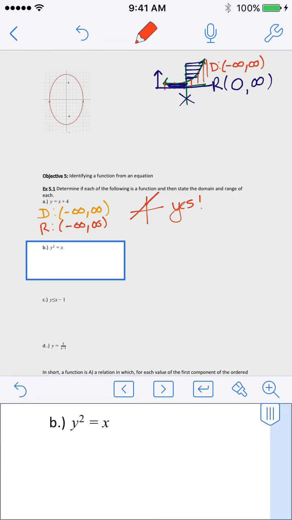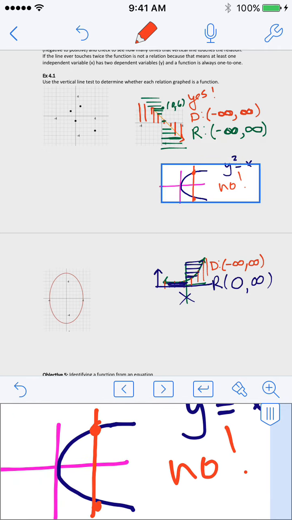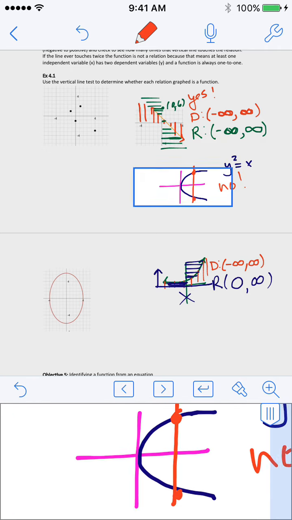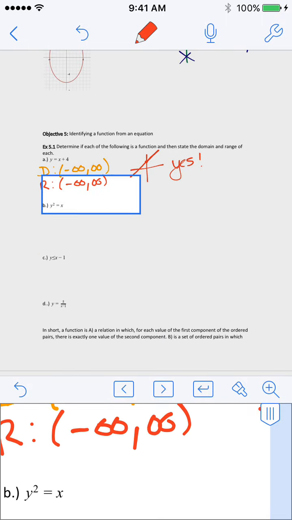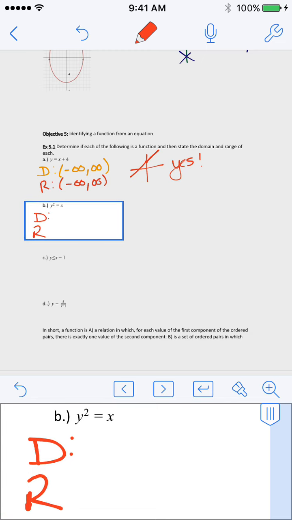Alright, let's take a look at the next one. Y squared is equal to x. Well, we kind of already discussed whether this one was a function or not, right? We looked at the graph way back when. That's what it kind of looks like. But let's talk about y. Why would this not be a function? Let's look at that domain and range. There we go. Domain and range.